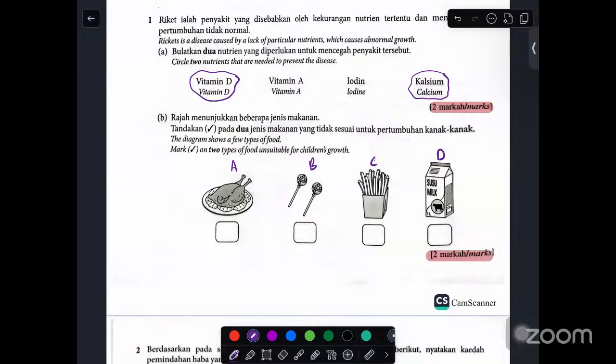A, B, C, and D. Lollipop and French fries. Of course, yes. Lollipop and also French fries.